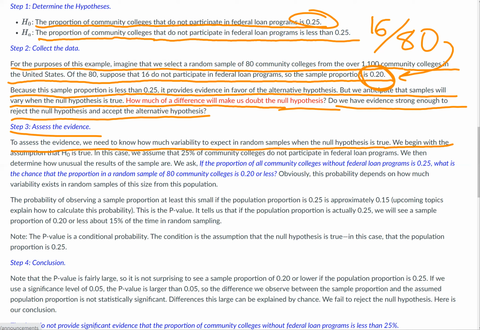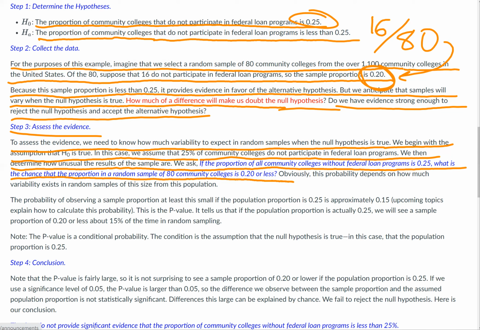We begin with the assumption that the null hypothesis is true. In this case, we assume that 25% of community colleges do not participate in federal loan programs. We then determine how unusual the results of the sample are. We ask, if the proportion of all community colleges without federal student loan programs is 0.25, what is the chance that a proportion of the random sample of 80 community colleges is 0.20 or less? Obviously, this probability depends on how much variability exists in the random samples of this size from the population.